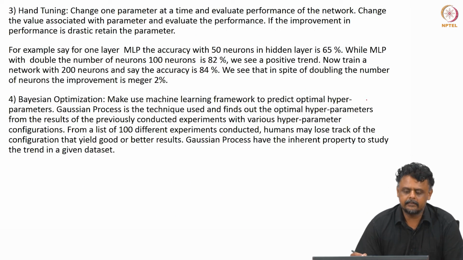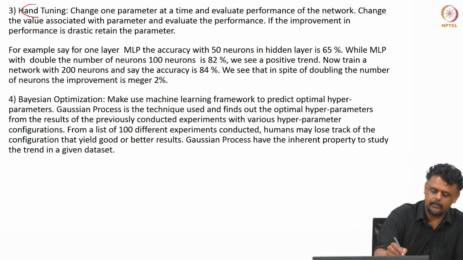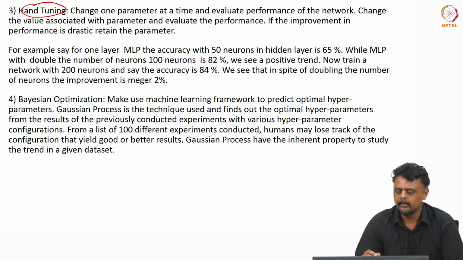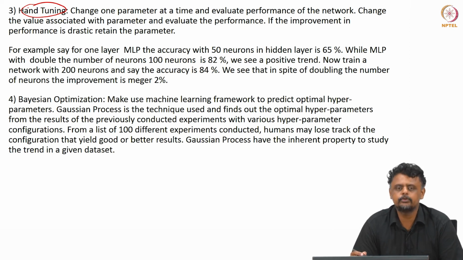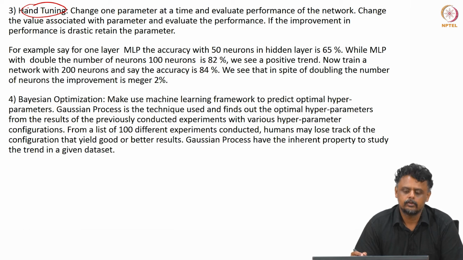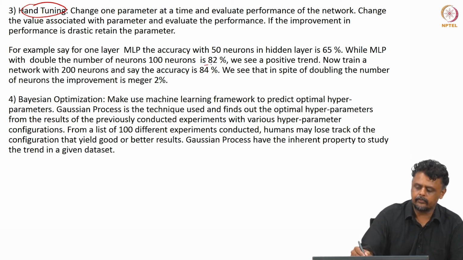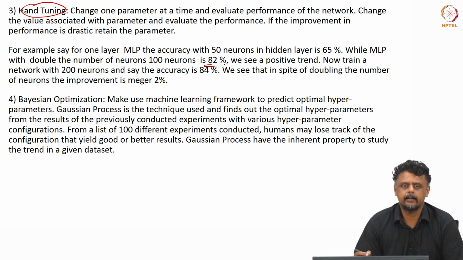So, there is another way which I would call hand tuning, which is not highly recommended, which is again very similar to the grid search, but you do not do it in a very systematic fashion. We just do this to see if there is a trend. Okay. So, for example, if you have an MLP and you have 50 neurons in all the layers and you get an accuracy of 65%, and then you double the number and you get an accuracy of 82%. That is a positive trend.